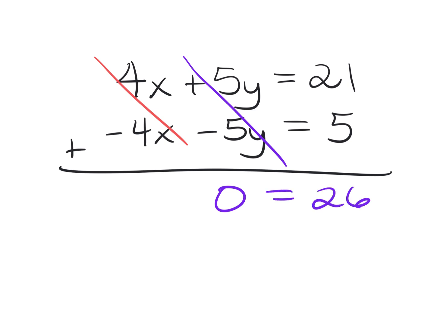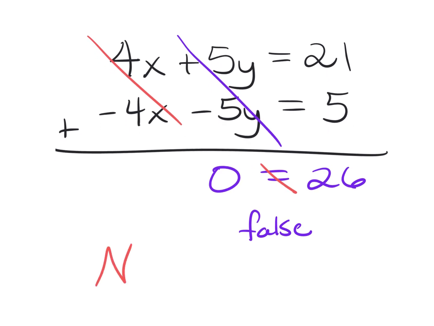Will this ever happen? Is this true or false? False. So when you're left with a false statement and both variables cancel out, this will never happen, this is your no solution scenario.